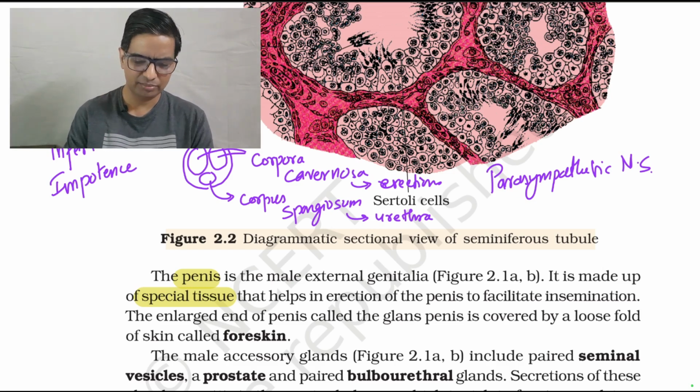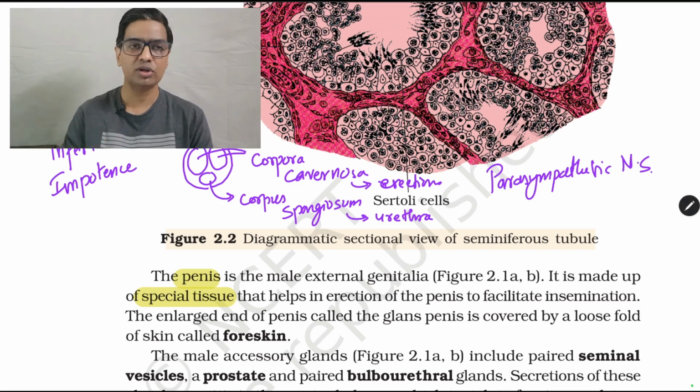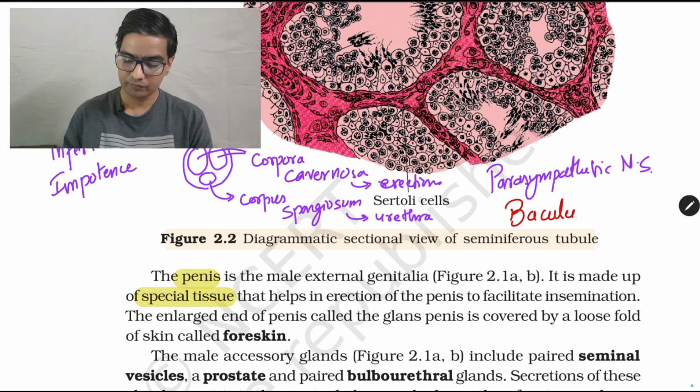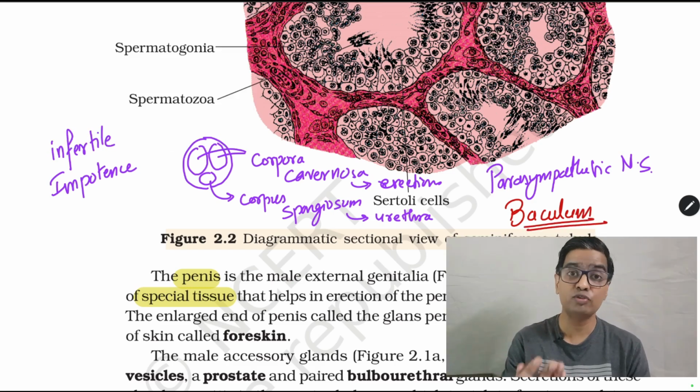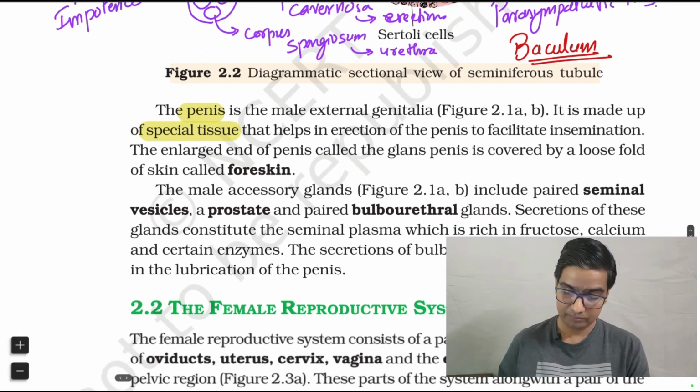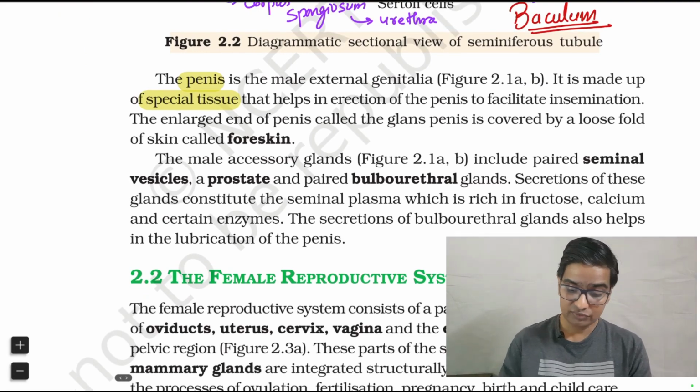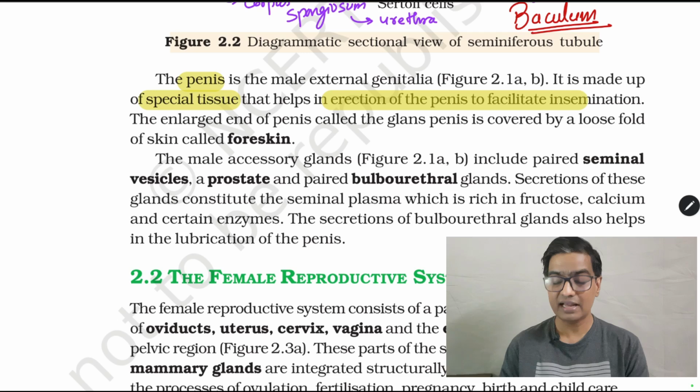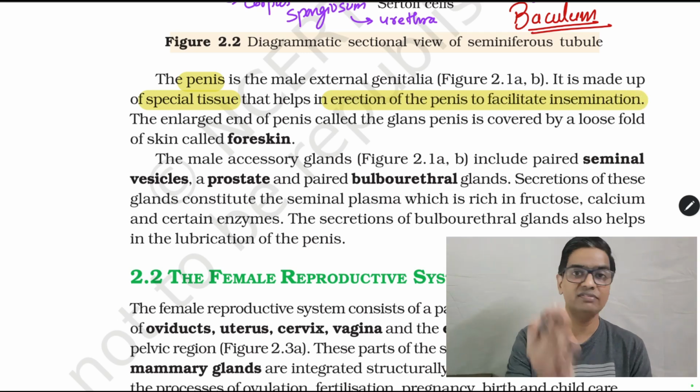Second important MCQ. In lower animals such as dogs, they have a bone in their penis, and that bone is called baculum. Maybe that's where the term boner comes from, but in humans there is no bone in the erection. Please get that in your head. The erection of the penis is very important because that helps deposit the semen inside the female genital tract. It's very important for insemination.